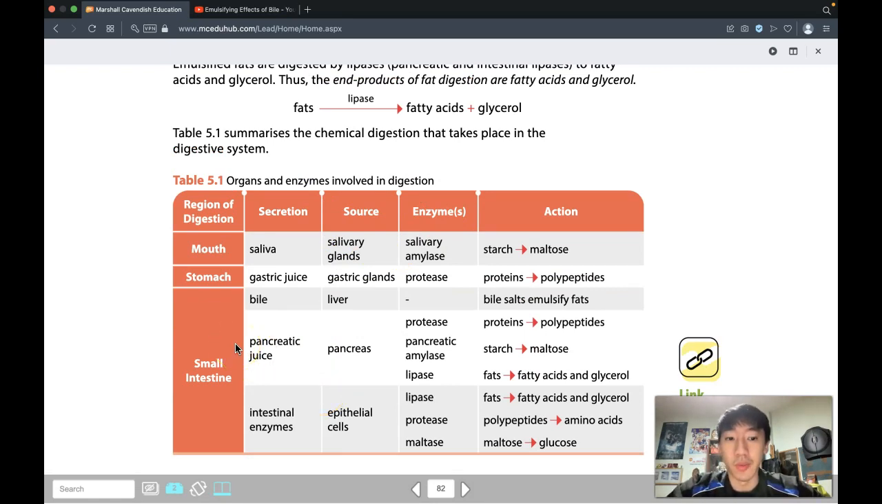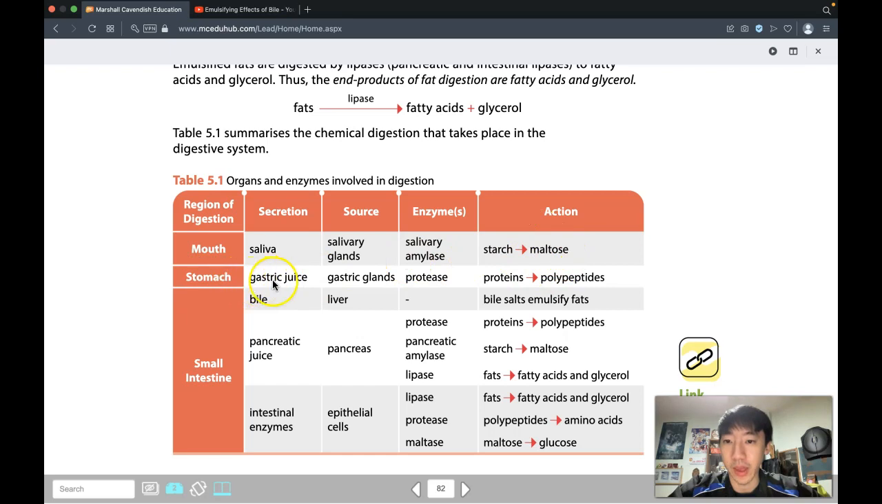Here we have all the different digestive enzymes in the various organs. In the mouth, there is saliva that comes from the salivary glands. It contains this thing called salivary amylase, and this amylase would digest starch into maltose. Okay, so starch, coming from our bread and noodles, will be digested into maltose. Maltose is a kind of sugar that is commonly found in malt, like Milo or Ovaltine, that kind of drinks. Right? So that's that kind of taste of maltose.